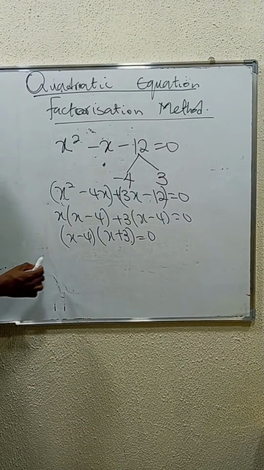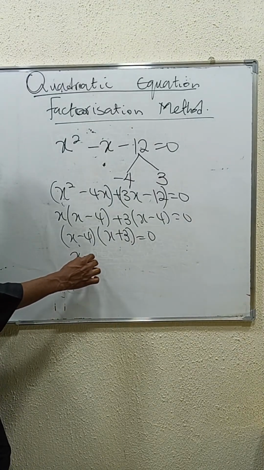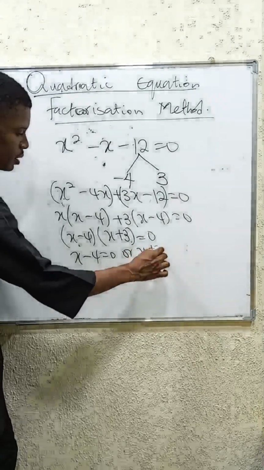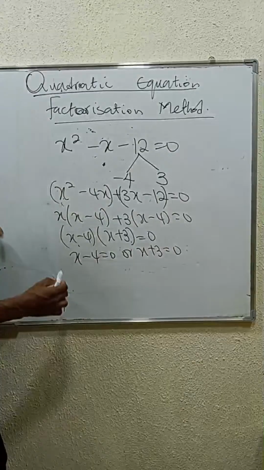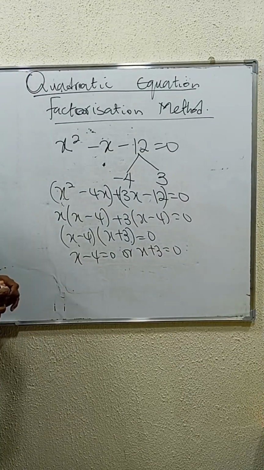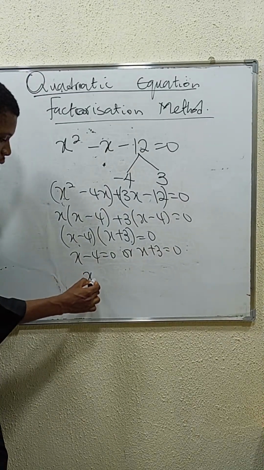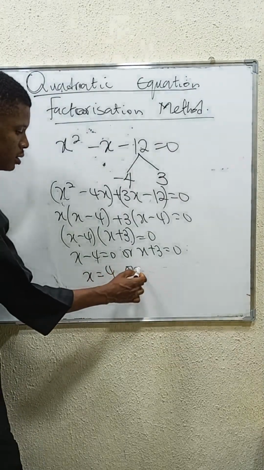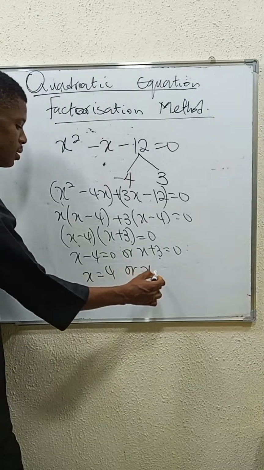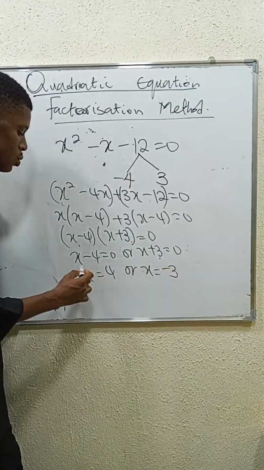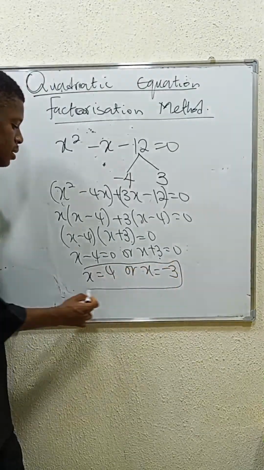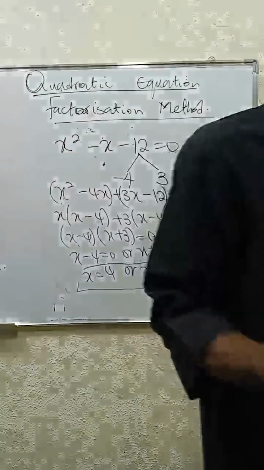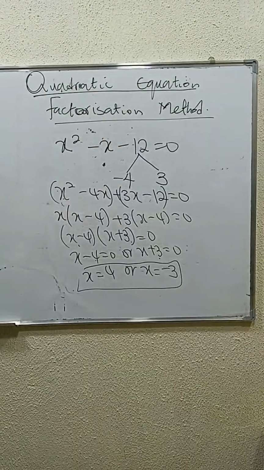If you understand this, we can now equate each term. x minus 4 is 0, or we say that x plus 3 is 0. If x minus 4 is 0, you can see that x is equal to, you're adding 4 to both sides, 4, or you say that x, you subtract 3, is equal to minus 3. So the possible solution is that x is 4 and x will be minus 3. These are the only possible solutions that we can use.